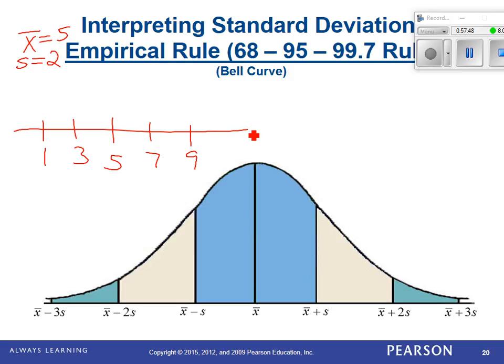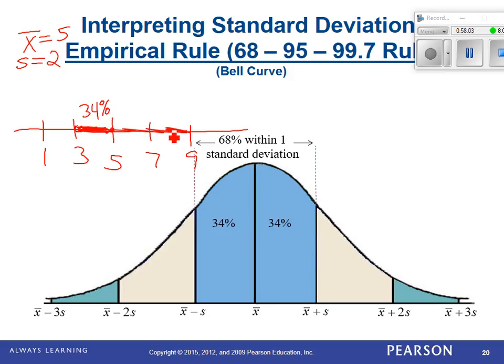And if they ask you what percent of all the data falls between 3 and 5? 34%. Maybe they ask you what percent falls in between 3 and 9. You got 34 there, you got another 34 there. What was this one? 13.5%. You add all those up and that tells you how much falls in that range.